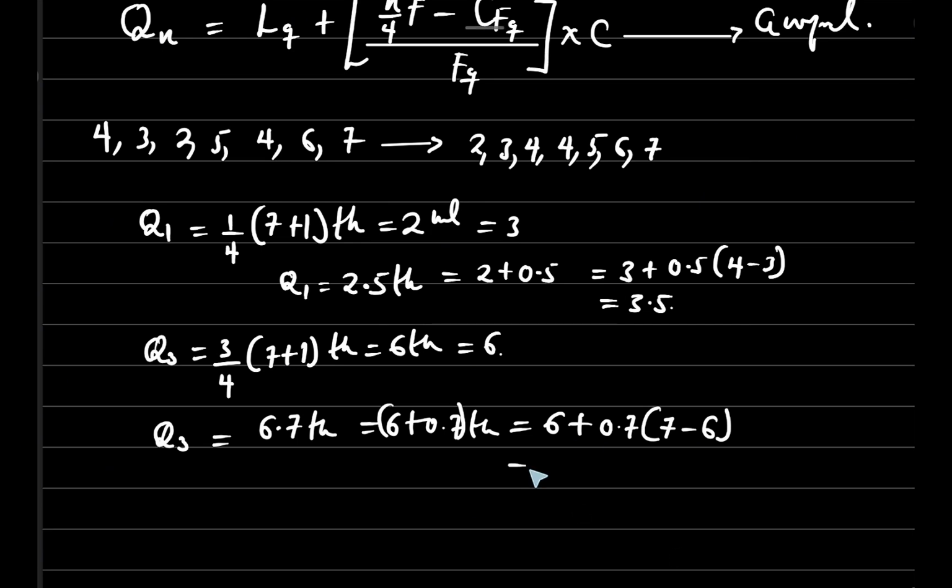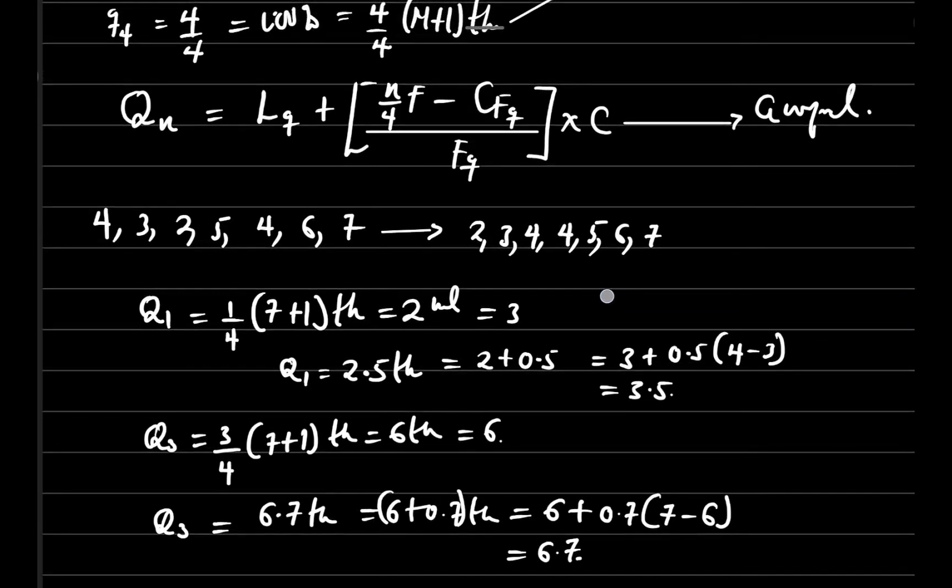As always, depending on the mark or the position that you get, that will tell us where the difference will come from. So the difference is 1, so you get 6.7. So that's how it goes with Q3. All right, so when we have this math, that's how you're supposed to approach it, and you're good to go. So that is for the quartile on ungrouped data.